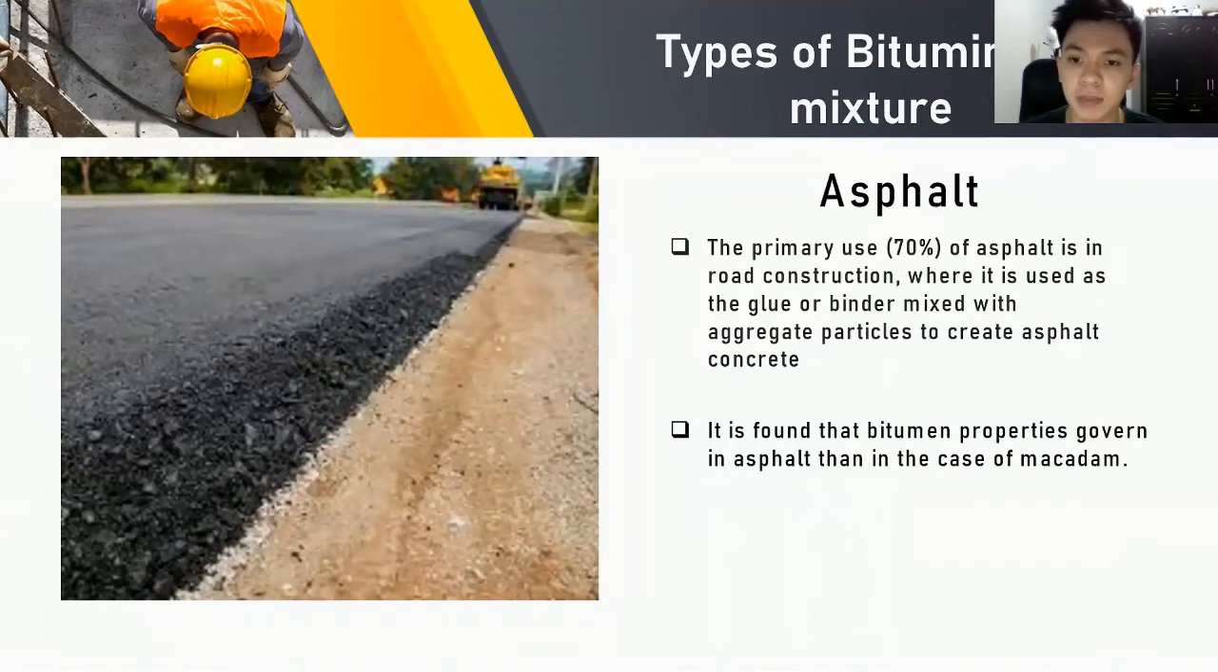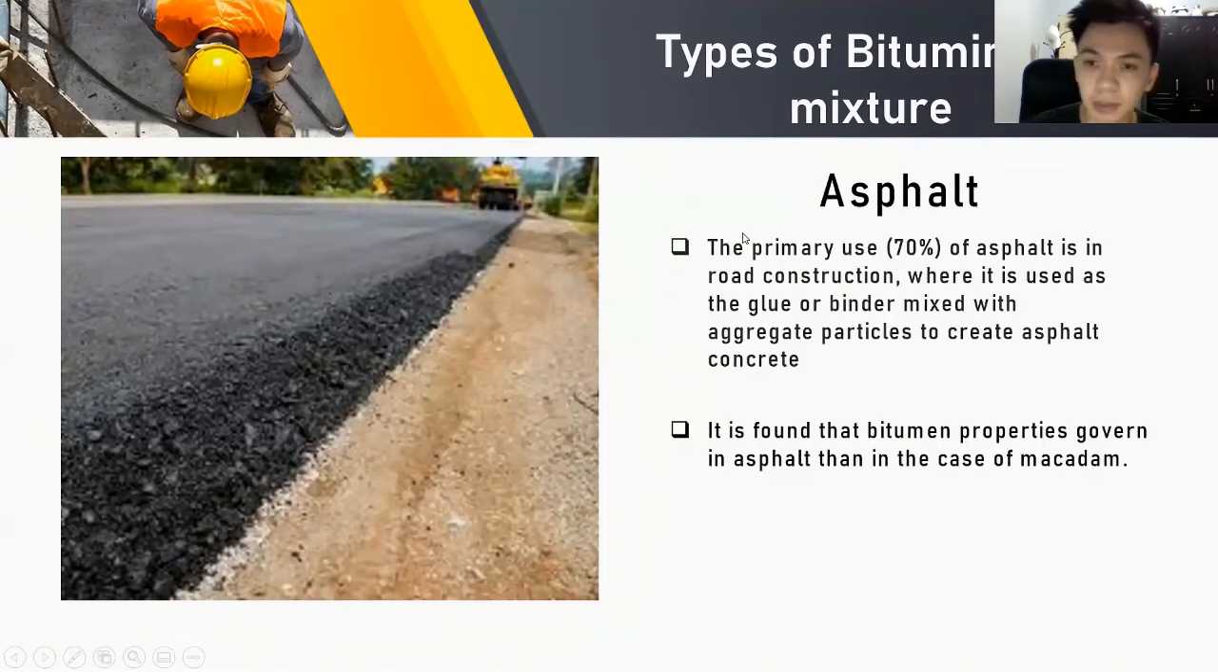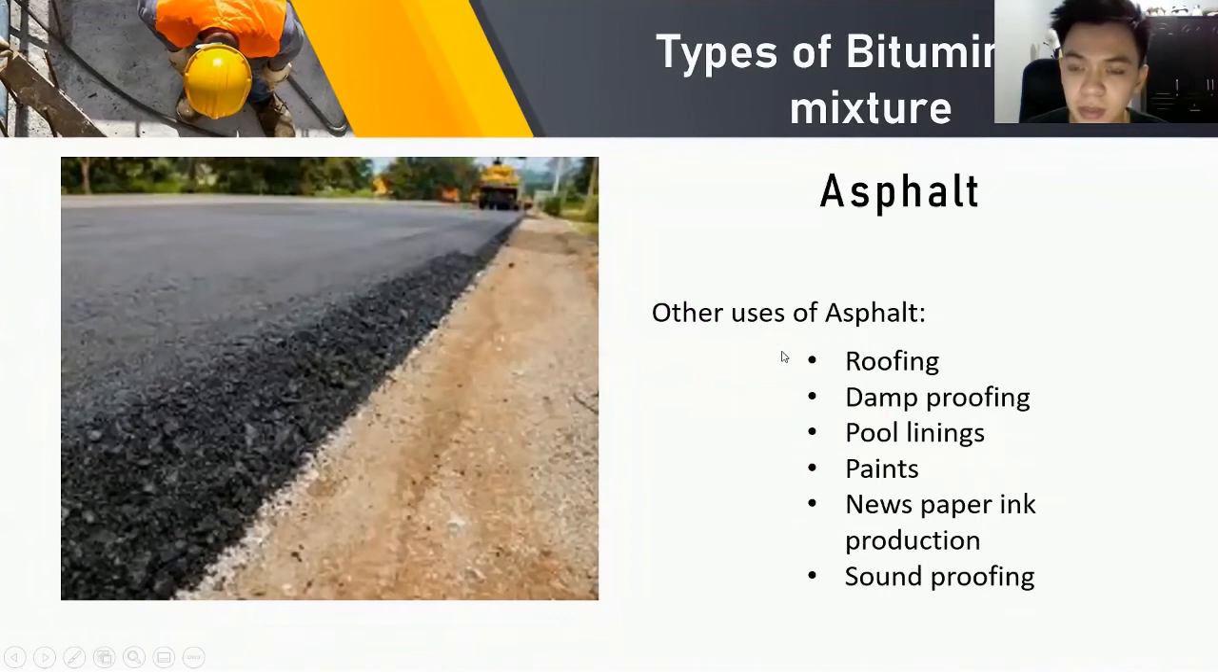The primary use of asphalt is in road construction. 70% ng gamit niya sa road construction, where it is used as the glue or binder mixed with aggregate particles to create asphalt concrete. Okay? It is found that bitumen properties govern in asphalt than in the case of macadam. So yung bitumen, nagagamit siya sa may asphalto. Kesa ron kay macadam, mas nagagamit sa asphalto. So kanina 70%, yung 30% naman, ito, sa iba-iba na ito. Sa roofing, sa damp proofing, pool lining, painting, newspaper ink production, soundproofing, iba-iba pa.